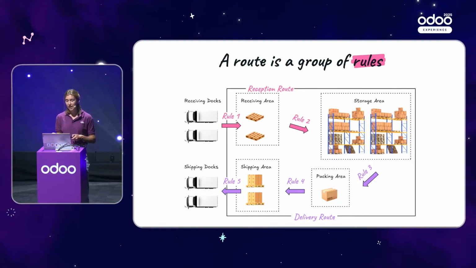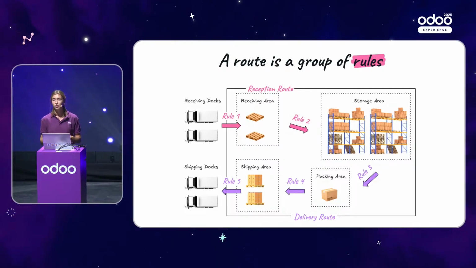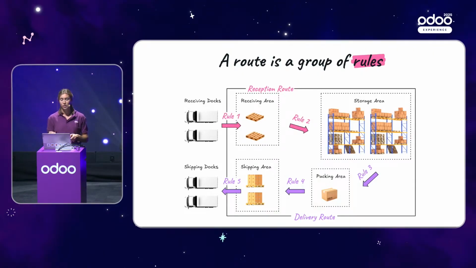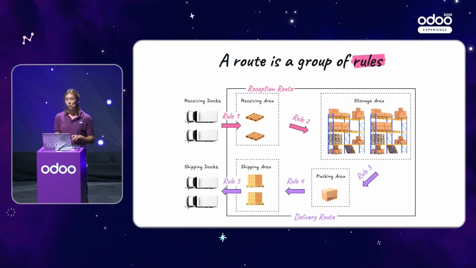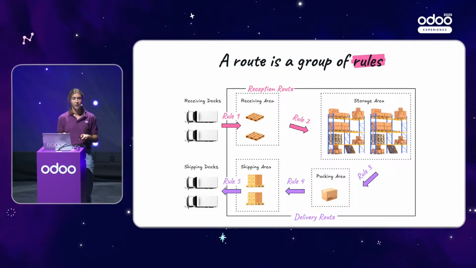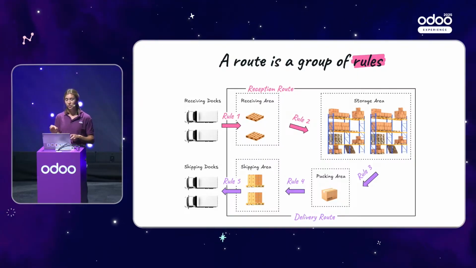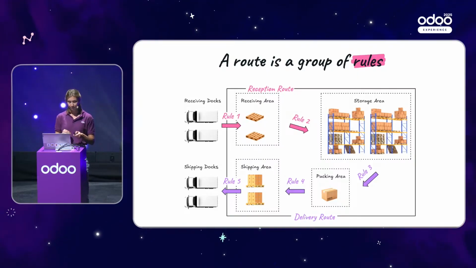Then, on the opposite side, we have the delivery route, which is composed of 3 rules. The first rule moves product from the storage to the packing. Then the second rule from the packing to the shipping. And finally, the last rule from shipping to the customer.